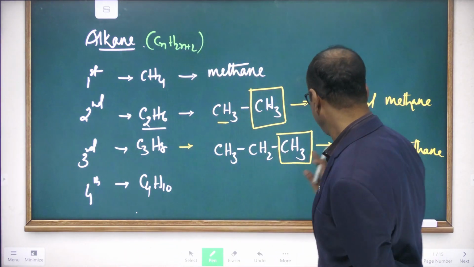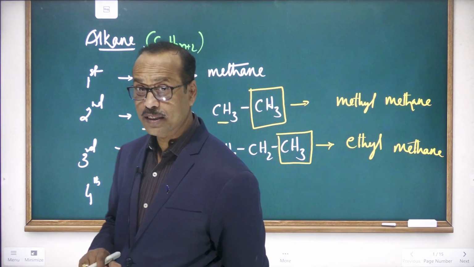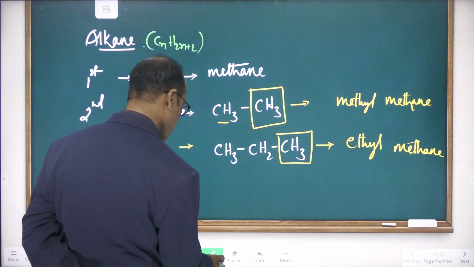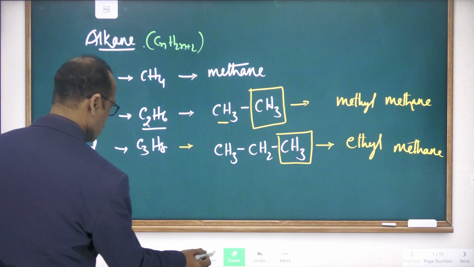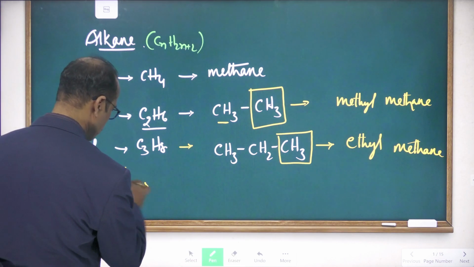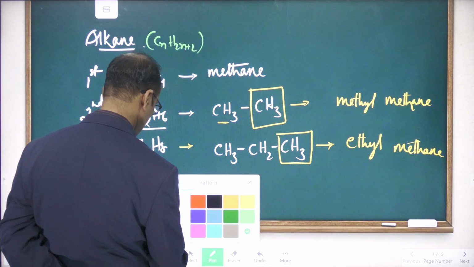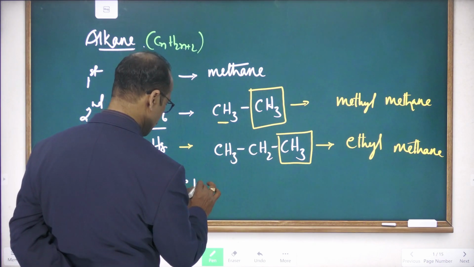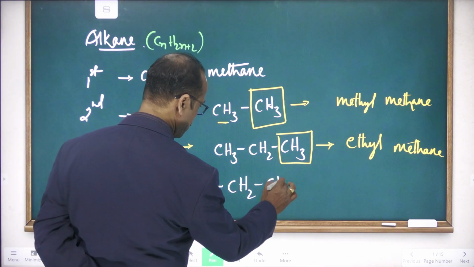Instead of writing ethyl methane, you should give one more name. What is that? Now let us see. I'll rub out this fourth one. I'll explain the fourth one in the next slide. Now the third one only we will continue. How can I write the third one? I'll write the same step. CH3, CH2, CH3. Can I write like this?